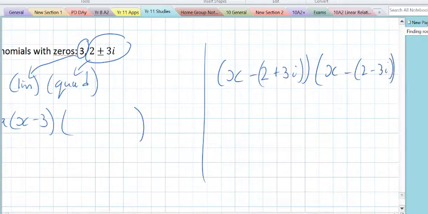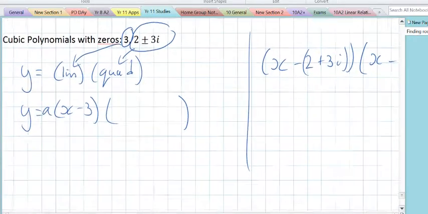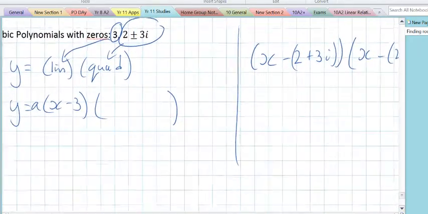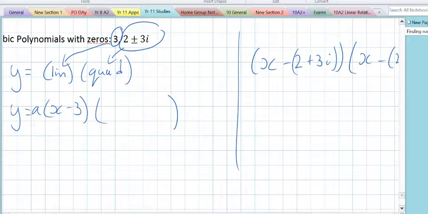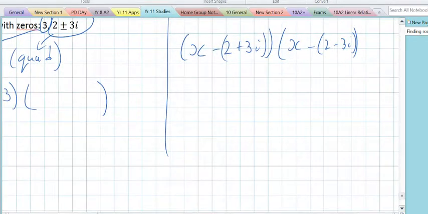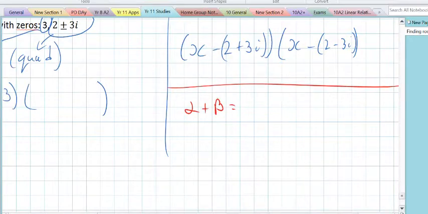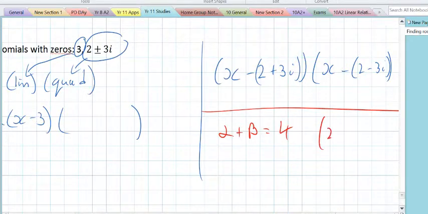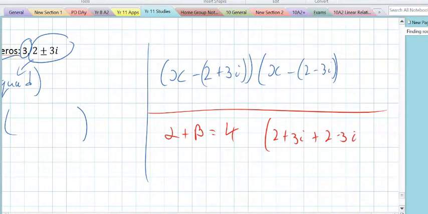Alright, so who remembers this way here? Because that's giving us a quadratic with roots 2 plus or minus 3i, or we can use the sum and product of roots. Either way works. Sum and product is quicker, so I'm going to use that here. The sum of the roots, so alpha plus beta, is going to equal 4, because that's come from 2 plus 3i plus 2 take 3i. Sum of the roots is 4.